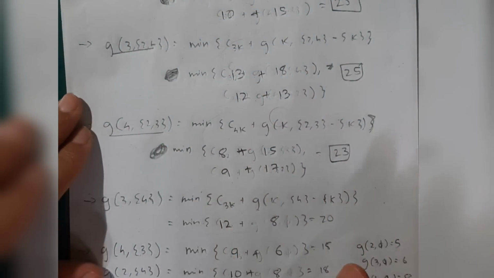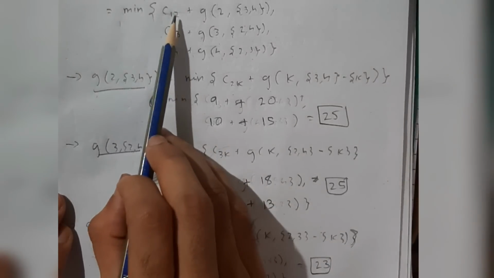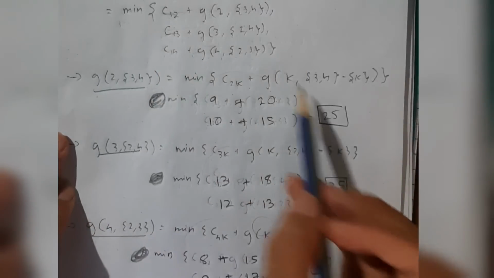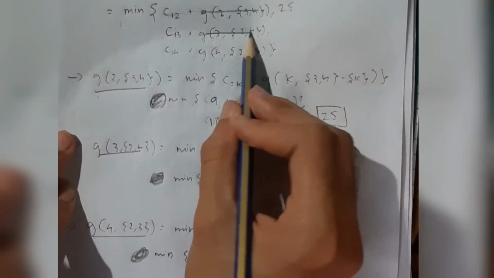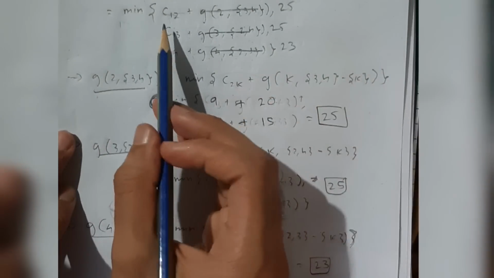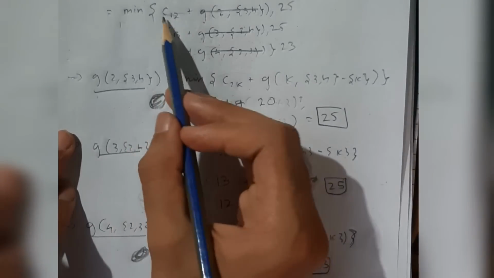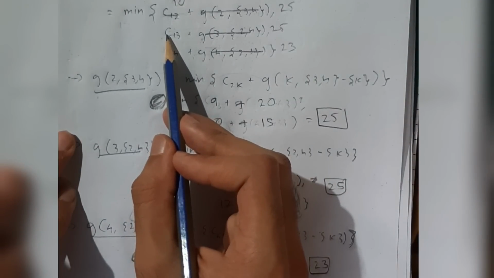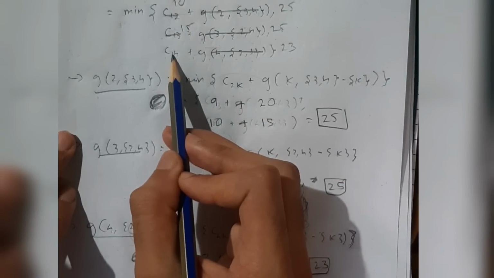After getting these three values, we'll write those values in the main equation instead of these three, and we'll add them with these three values. Here I got 25, so instead of this I'll be writing 25, and here it is 25, and here it is 23. Adding with c of 1 2, looking at the table, I get the value 10, and c of 1 3 is 15, and c of 1 4 is 20.